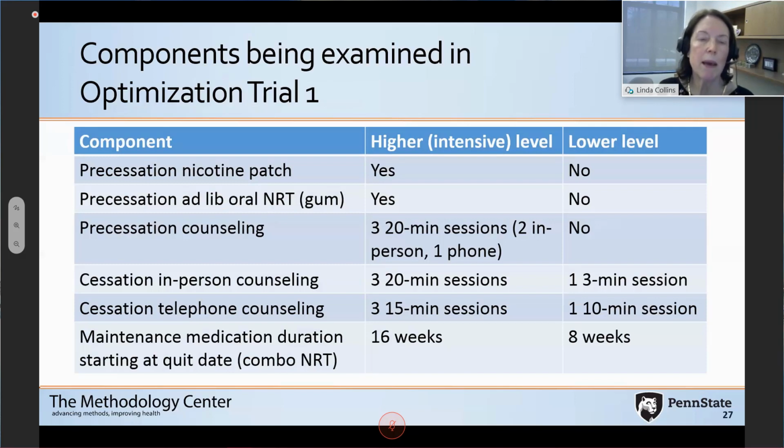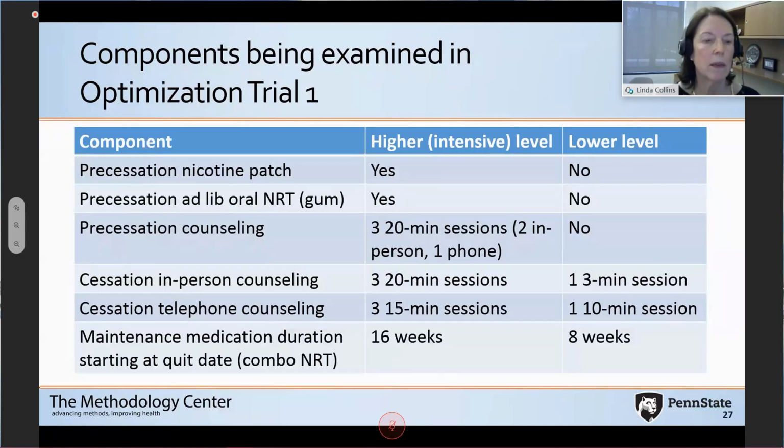These are the components that were being examined in that first optimization trial: pre-cessation use of a nicotine patch, pre-cessation ad lib or oral nicotine replacement, that was gum or a lozenge if people preferred that. And I want to stop for a moment and say, because Mike would want me to make this point clear, that of course, NRT is standard of care in smoking cessation, and actually everybody got nicotine replacements starting at the quit date, which is what the standard of care is. What we were experimentally manipulating here was whether use of NRT was helpful before the quit date.